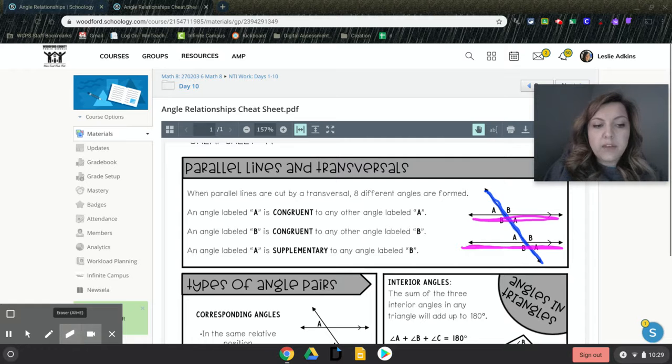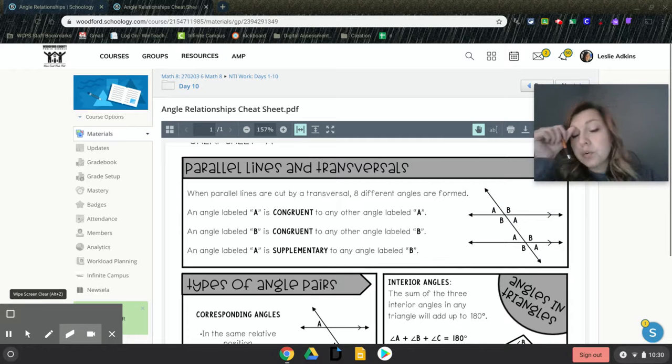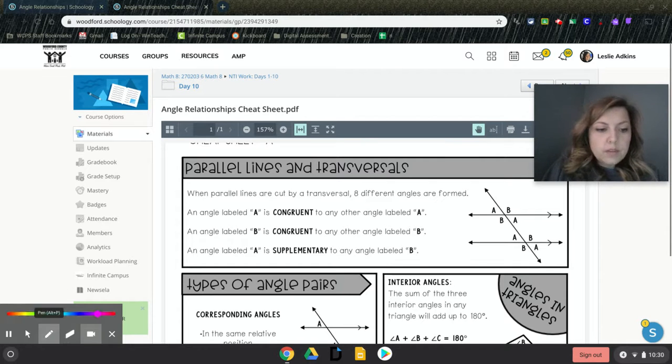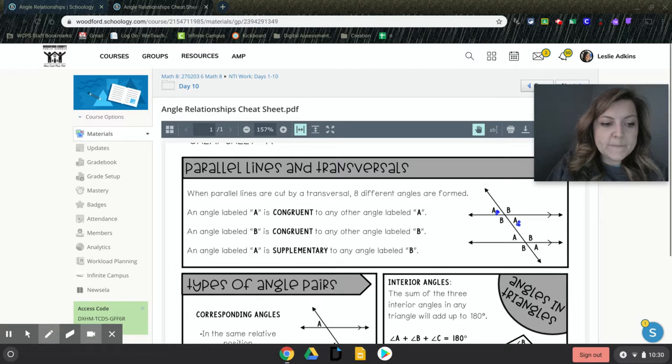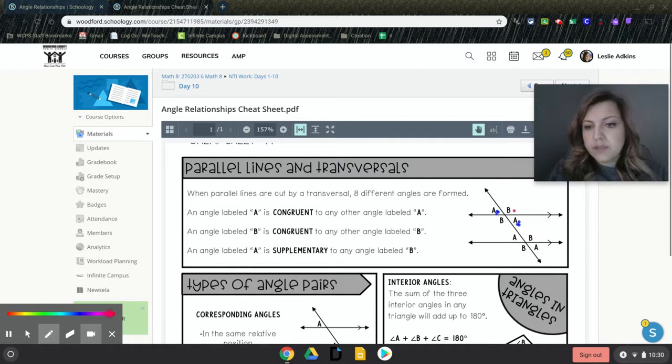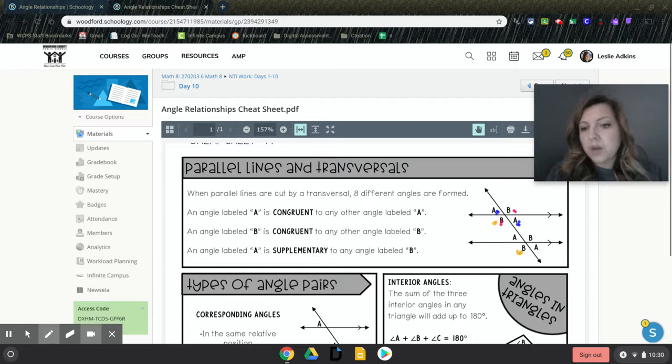And we've learned that whenever we have parallel lines cut by a transversal, we are creating some congruent angle relationships and some supplementary angle relationships with that transversal. So when parallel lines are cut by a transversal, 8 different angles are formed. If you recall, these two that I'm making blue are vertical. Vertical angles are congruent. These two are also vertical. These orange ones, this one and this one, are what we call corresponding. Remember, corresponding means matching corners, and those are also congruent.